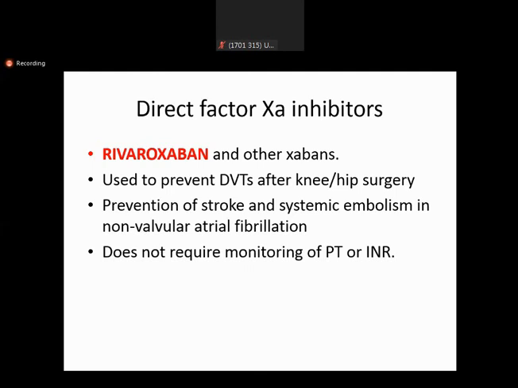So this is the group of drugs that can directly inhibit the activity of factor 10, so we can stop the subsequent reactions, right? At this level, at least you must remember the examples of this group: rivaroxaban and other xabans, used to prevent DVTs after knee or hip surgery, and prevention of stroke and systemic embolism in non-valvular atrial fibrillation. It doesn't require monitoring of PT or INR.